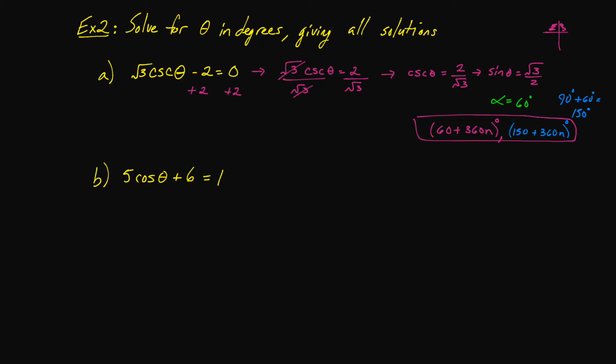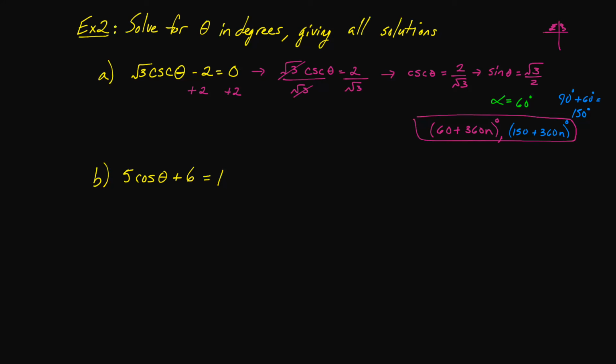Alright, so let's try another one. In this case, I want you to try it on your own again: 5 cosine theta plus 6 is equal to 1. So take a moment and try it out. Remember, you don't need a calculator for this. Alrighty, let's give it a go.